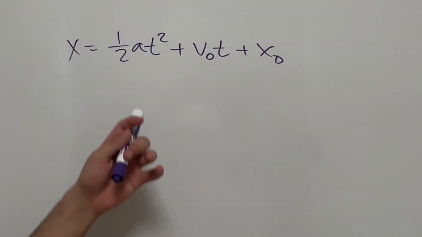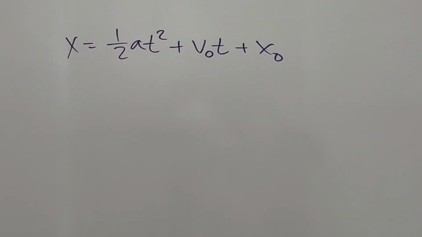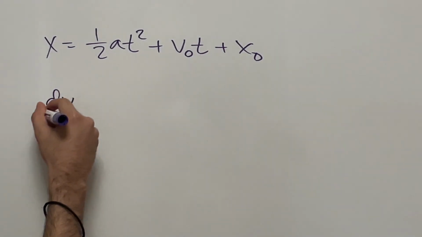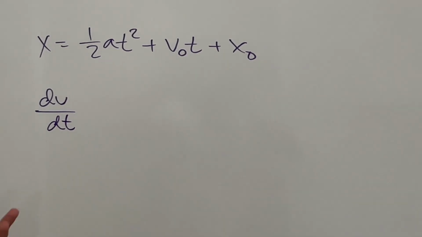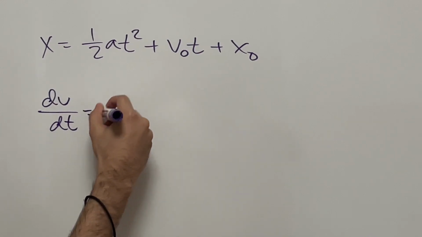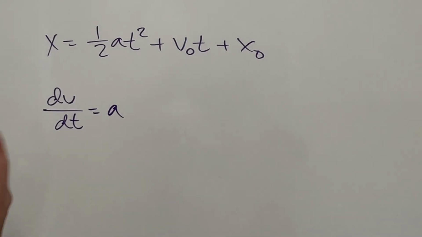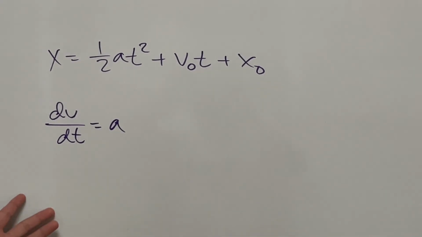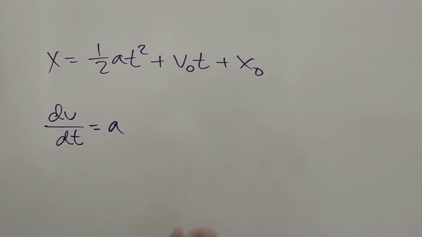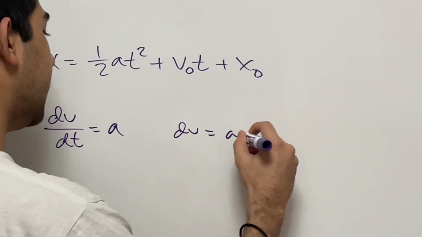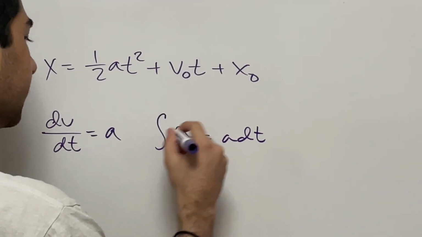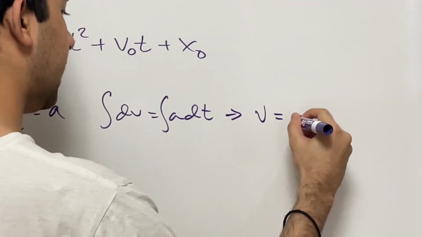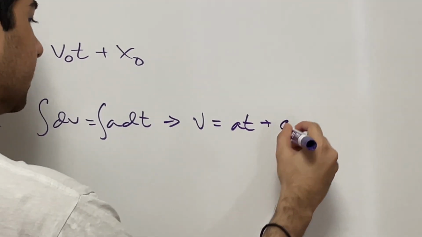So let's see, if we have constant acceleration, we know that acceleration is equal to dv by dt. And acceleration is constant, so that's equal to some number a, where a is just, like, I don't know, 1, 2, 27. So we can solve this equation pretty easily. We can say dv is equal to a dt, and just integrate both sides. Then we get that v is equal to at plus some constant.